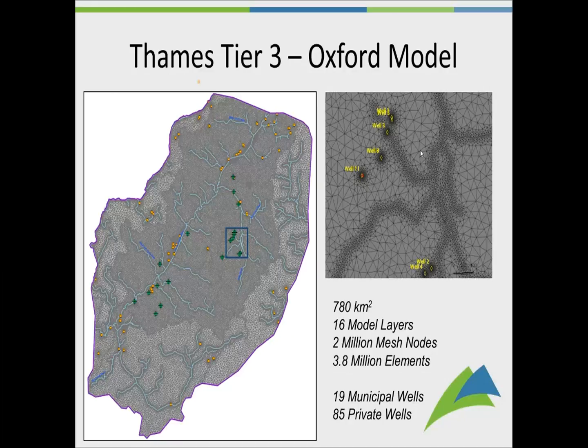The resulting mesh covers an area of about 780 square kilometers. There are 16 model layers. That includes both overburden and bedrock. There are about 2 million mesh nodes and nearly 4 million triangular or prismatic finite elements.